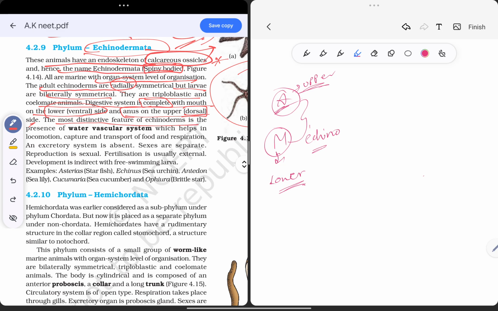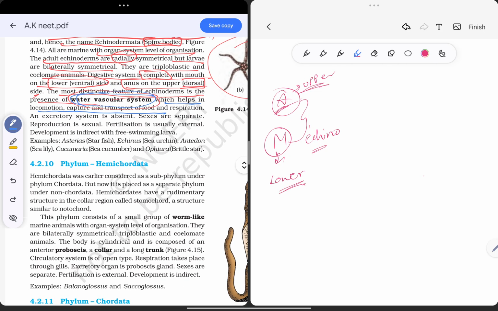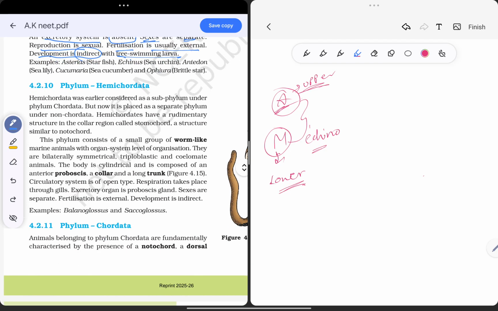The most distinctive feature of echinoderms is the presence of a water vascular system. Important one. Water vascular system means Echinodermata, which helps in locomotion, capture and transport of food, and respiration. Excretory system is absent. Sexes are separate. Reproduction is sexual, fertilization is usually external, development is indirect, with a free swimming larva.